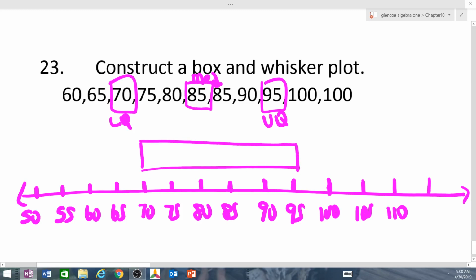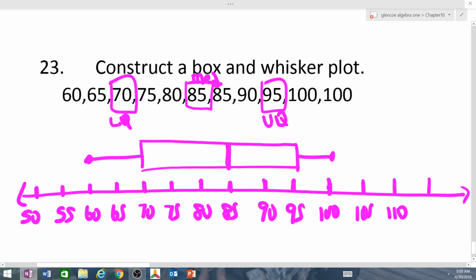My median was 85, so I'm dropping it right there. Now I draw my whiskers. They go from my upper quartile to my highest grade, which was a 100, and from my lower quartile to my lowest grade, which was a 60. And boom, we are done. I couldn't have timed it any better.